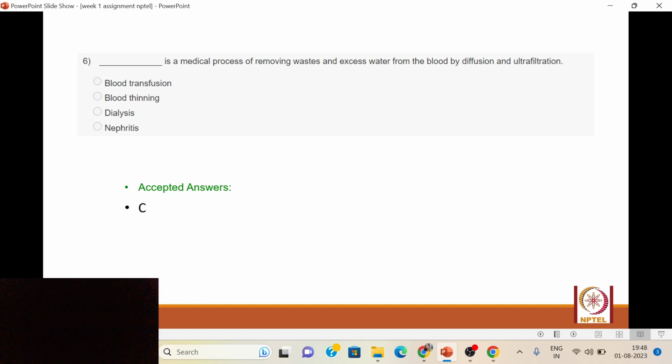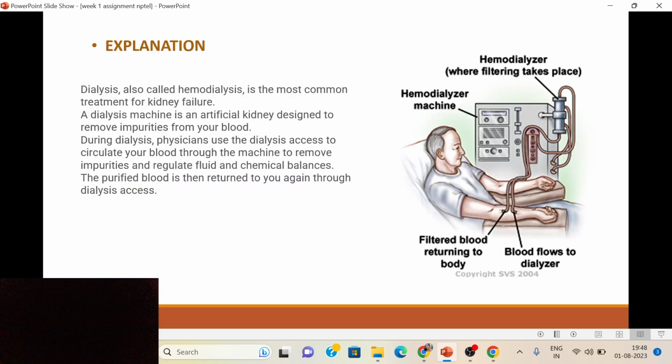The correct answer is dialysis. Dialysis is a medical process of removing wastes and excess water from the blood by diffusion and ultrafiltration. So, as you can see here in the picture, this is a hemodialyzer machine which is used for dialysis, and this is commonly used when a person has kidney failure, right? A dialysis machine is nothing but an artificial kidney designed to remove the impurities from your blood. So the blood flows through the dialyzer and gets filtered, and the filtered blood is returned back to our body.